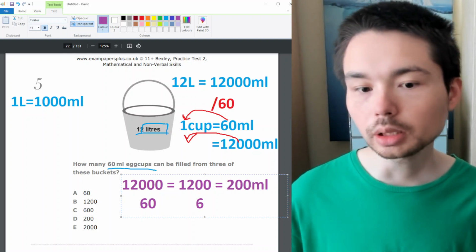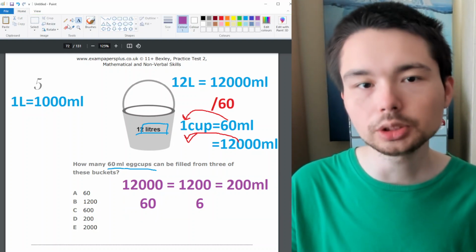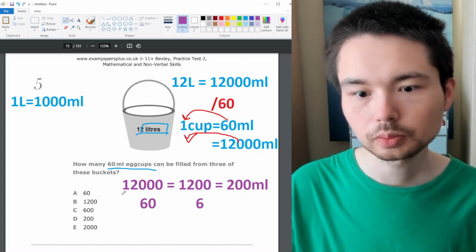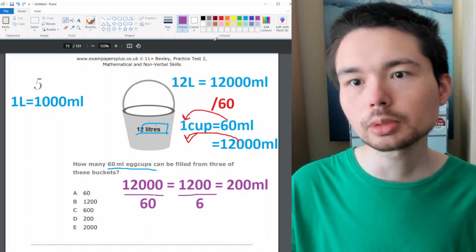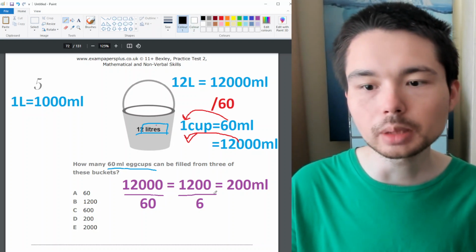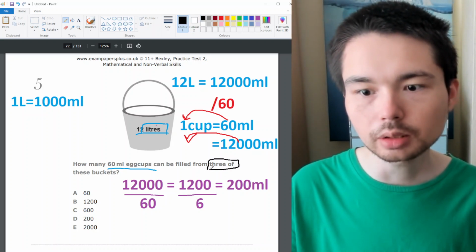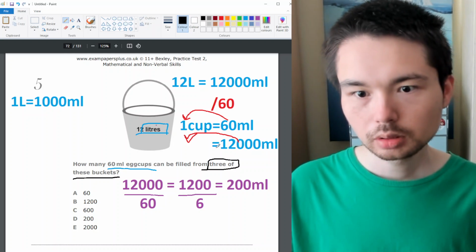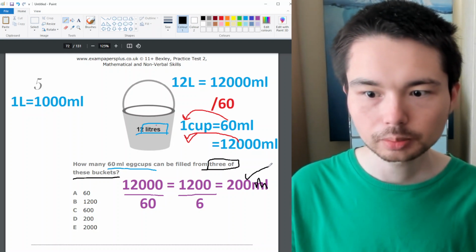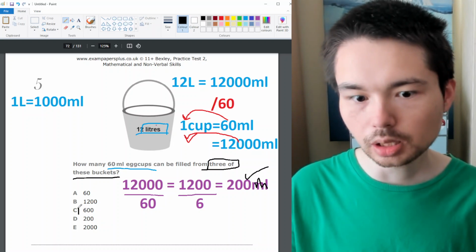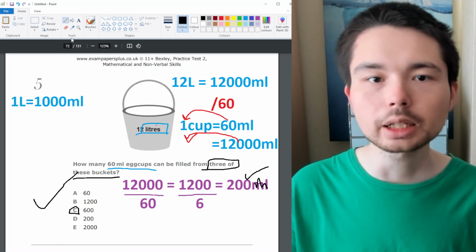Are they being really mean? Yes, because you've done all these calculations and then it's so easy to forget. 200 is there and it's wrong because they got 3 buckets. They're being so mean with this question. I don't like it when they're mean in this way. If you got one of these buckets, it'll be 200 cups. But you got 3, so 200 times 3 is 600. There we go. That is actually the final step.